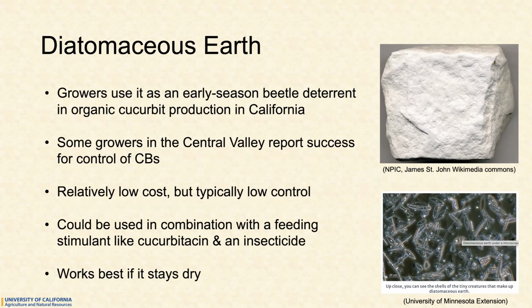So we need a lot more research on this, just a big caveat, but some growers in California use this product as an early season beetle deterrent in organic production of cucurbits. Some growers in the Central Valley report success for control of cucumber beetles. It is relatively low cost, which people like a lot, and I can certainly appreciate, but typically you're probably going to have pretty low levels of control with diatomaceous earth.